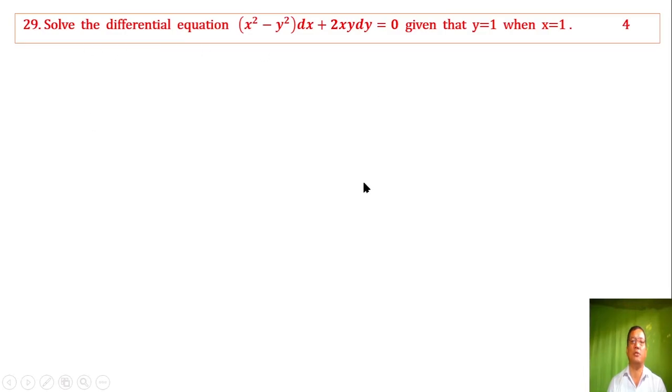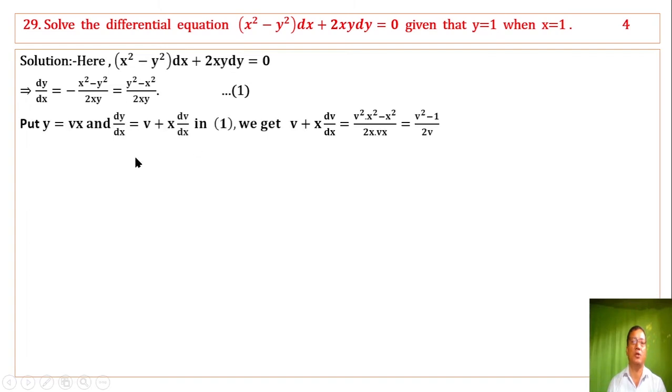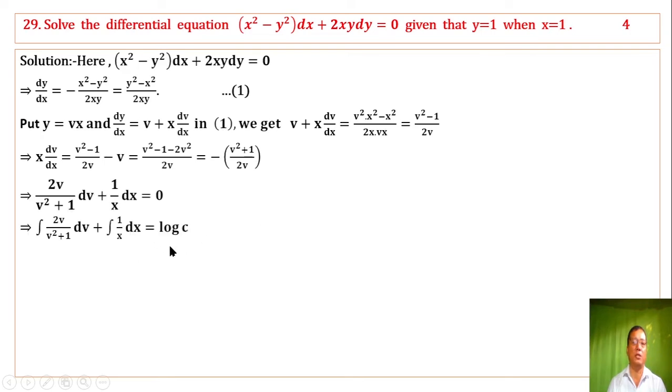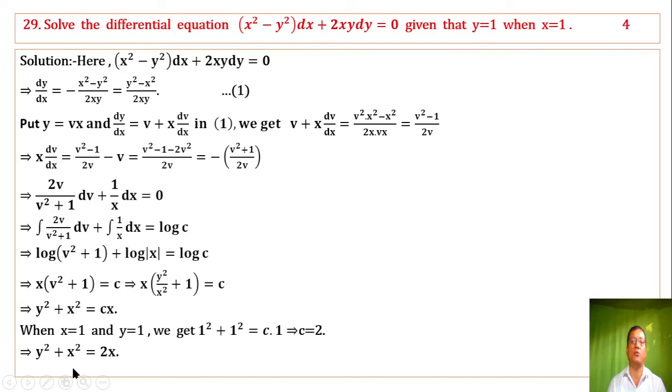Question 29. Solve the given differential equation. Solving for the derivative, this is a homogeneous differential equation. So we put y equals vx and dy by dx equals v plus x dv by dx in equation 1, and apply separation of variables. Integrate both sides plus log of c, whose integral is this, and using properties of logarithm, we have this. Put v as y by x, and we have this, which is the general solution. But we are given y equals 1 when x equals 1, so we have c equal to 2. Put this value in the above equation, and we have this, which is the particular solution.